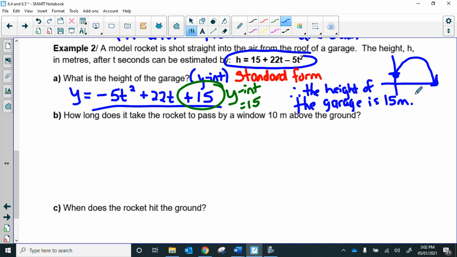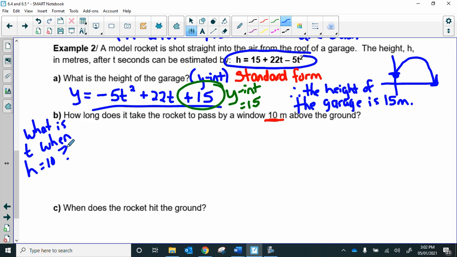How long does it take the rocket to pass by a window 10 meters above the ground? So the question is actually asking you, this is the height. So what is t? When h is 10? How long does it take? What is the time to pass by a window 10 meters above the ground? So when the height is 10, how long has it been?